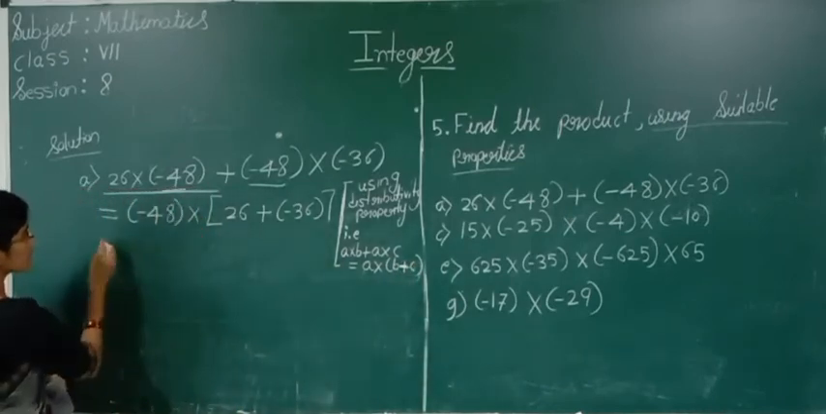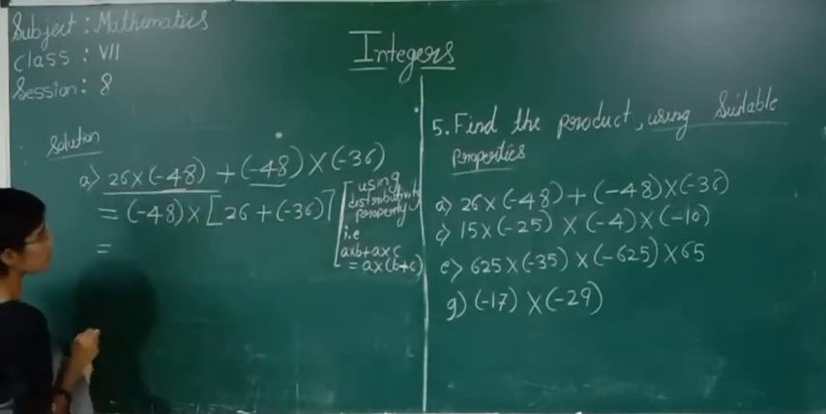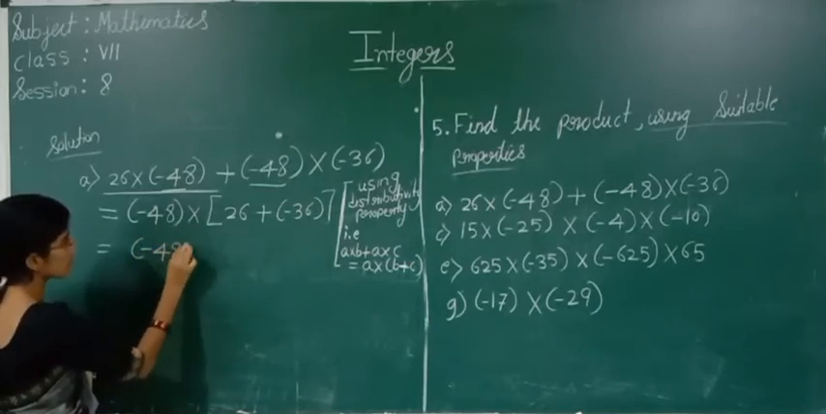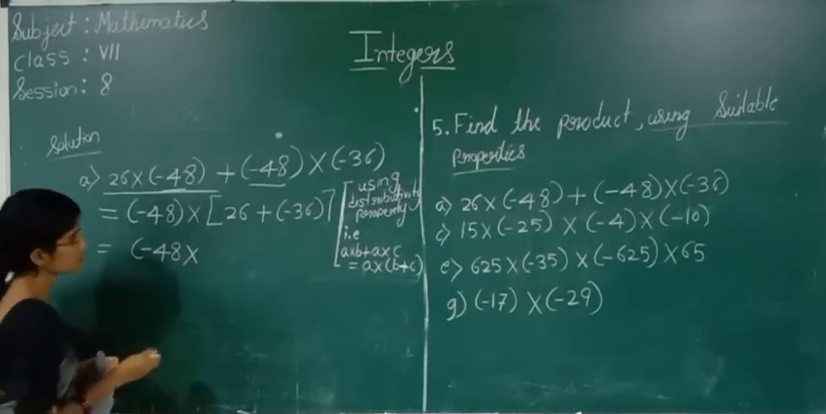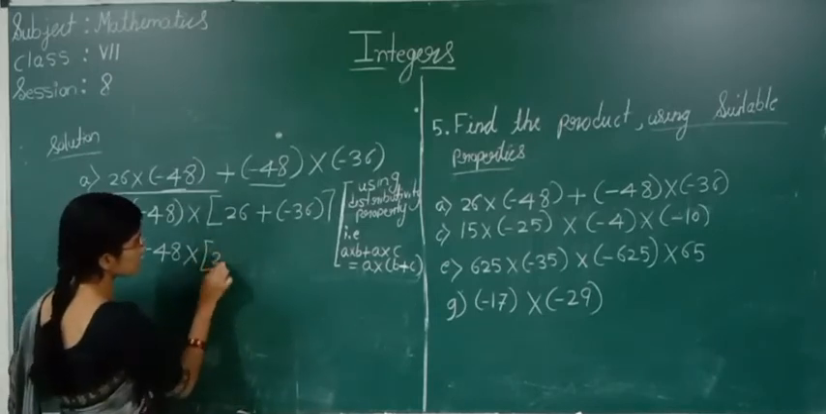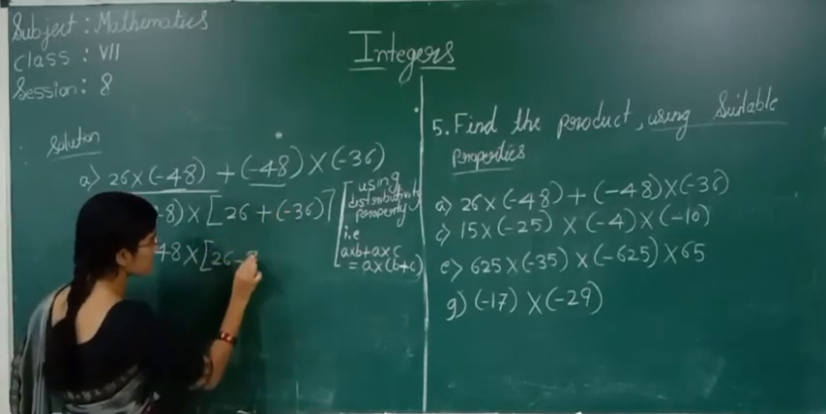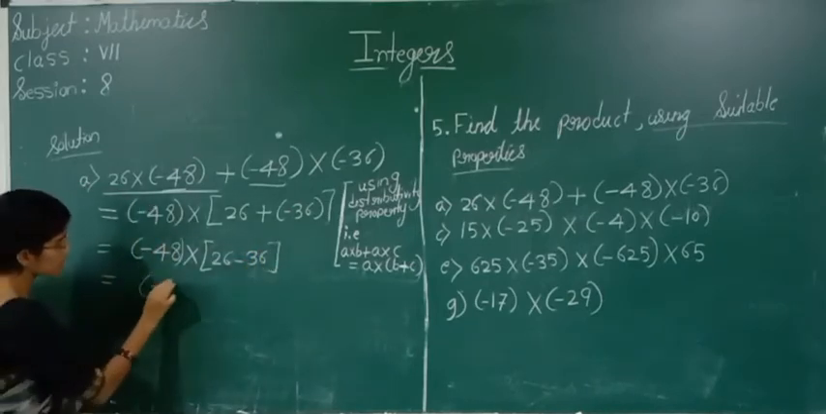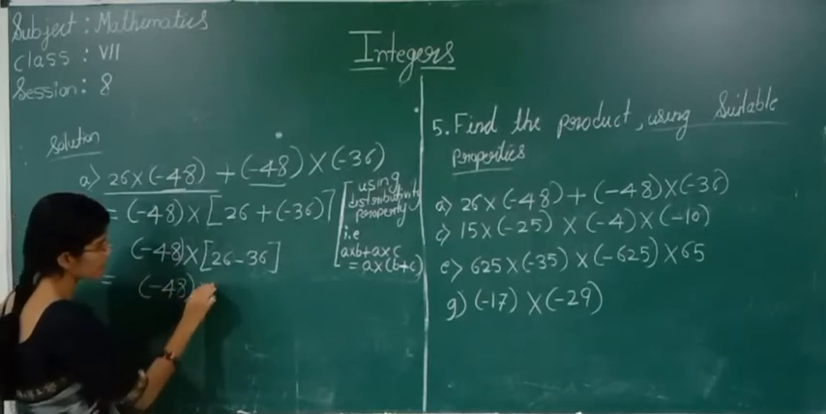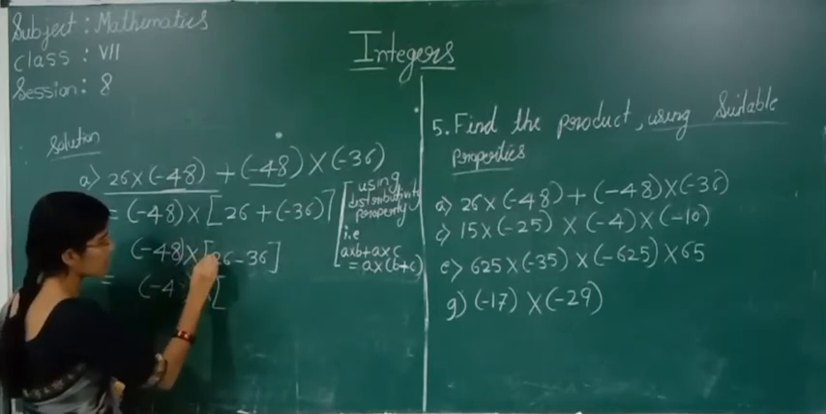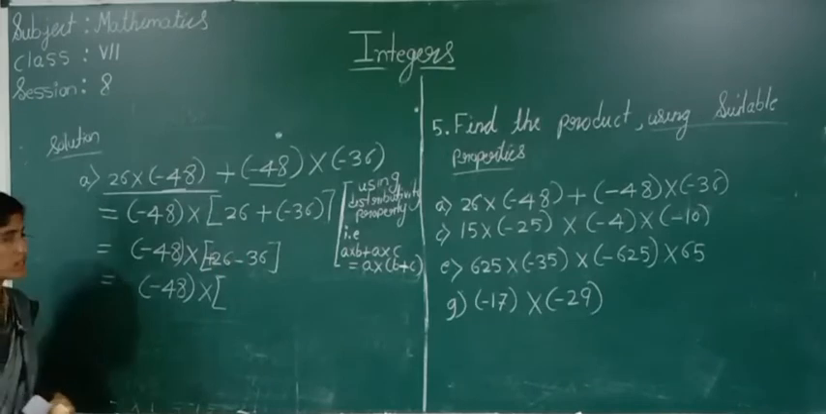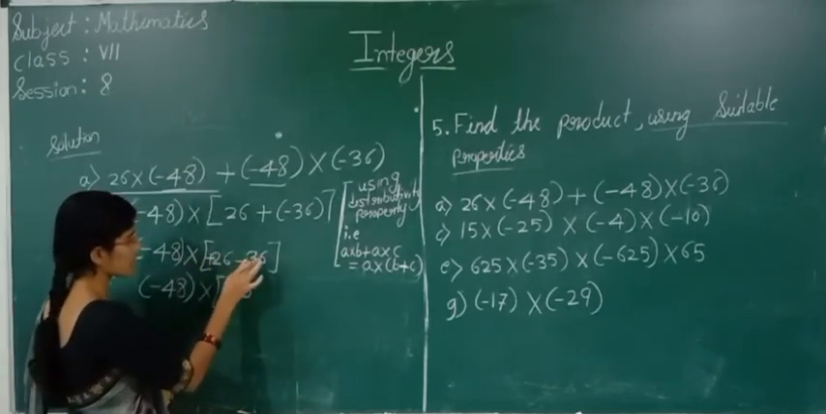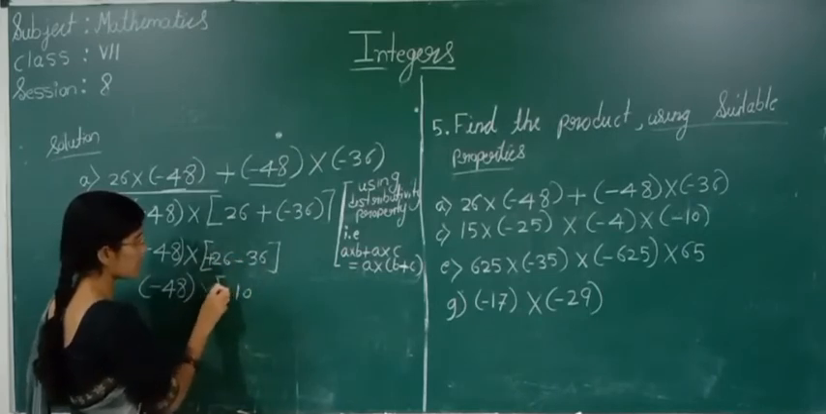Okay. Now see, afterwards, now we will simplify this. Minus 48, we will remove the bracket. Okay. 26 plus minus is minus 36. It will be minus 48 multiplied by plus minus is minus 36 minus 26 is 10. Bigger number is 36. 36 has minus sign.